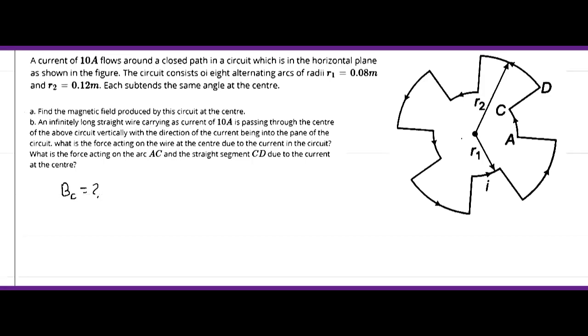Okay, what else we need to find: an infinitely long straight wire carrying a current of 10 ampere is passing through the center of the above circuit vertically, with the direction of the current being into the plane of the circuit. So if we are placing a wire here and the current in the wire is going into the plane of the paper, what is the force acting on the wire at the center? What is the value of the force acting on the wire at the center due to the current in the circuit?